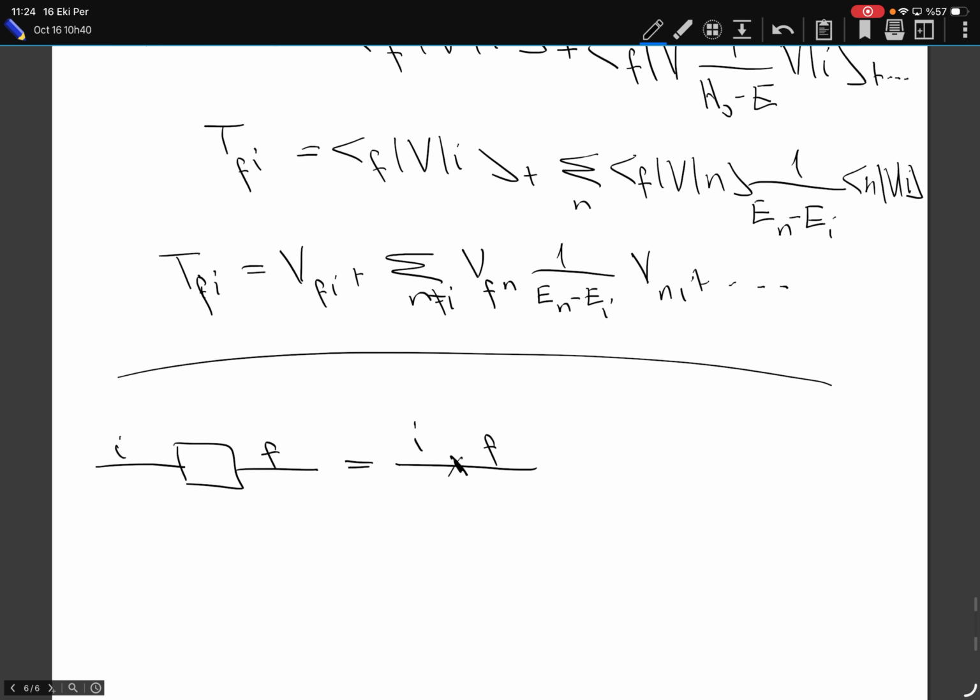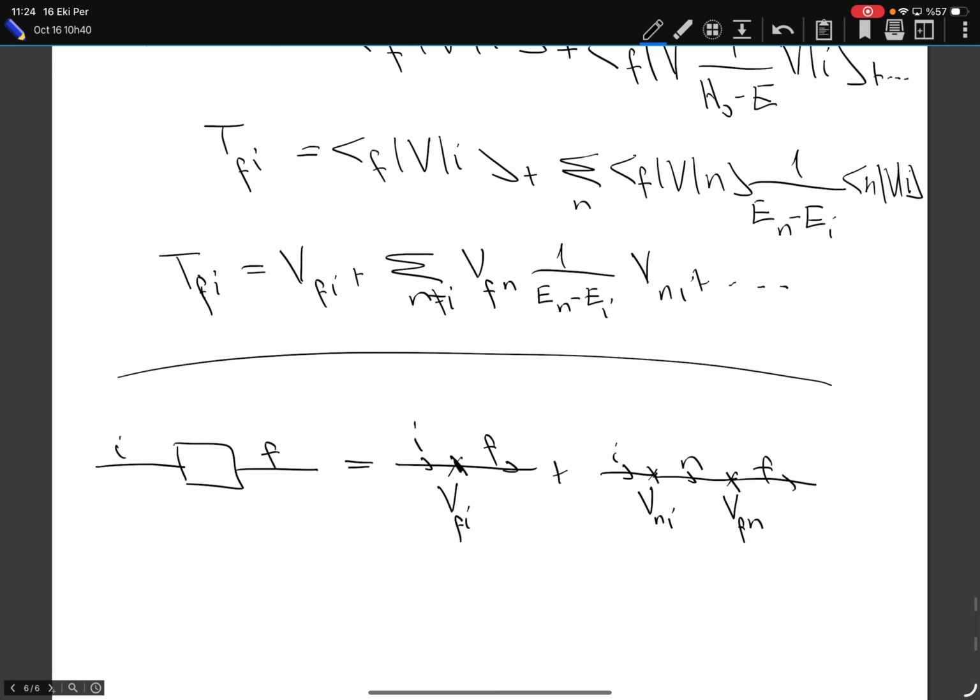or my I state makes a transition to the nth state, and then that nth state makes a transition to the final state. And at each of these vertices, now let me put the arrows. Well, at each vertex, I have the matrix element of V between the outgoing state and the ingoing state. Also here, V_IN, V_FN.